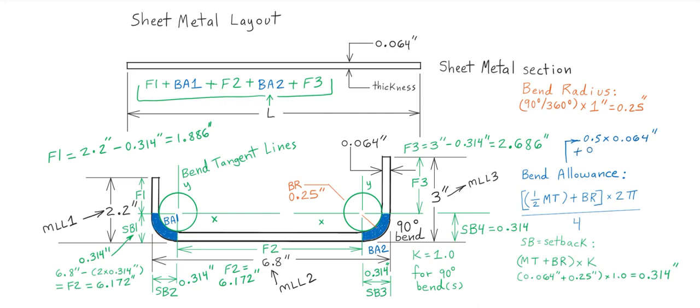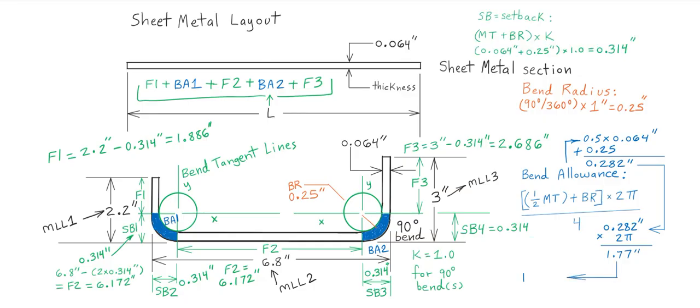So then we just calculate the bend allowance, the last part. That's half the metal thickness here on the right side. So 0.5 times 0.064 inches, right? Then we add that to the bend radius, 0.25. We get 0.282 inches. Then we take the 0.282 inches and multiply it times 2 pi, or 6.28 radians, and then we get 1.77. Then we divide this into 4 quarter circles. So we have a bend allowance of 0.4425 inches.